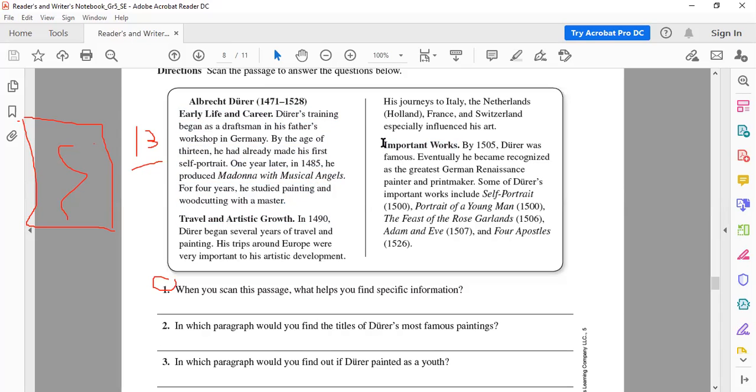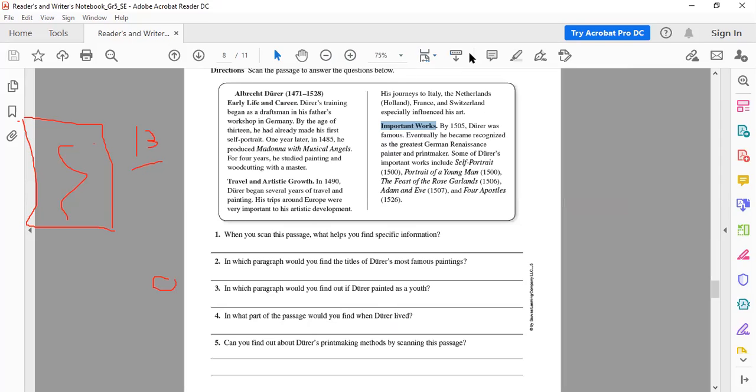Okay, so the subtitles right here and the big title of the story can help me to understand what the story would be about. So let me write here. Number one, it would be the titles and subtitles.